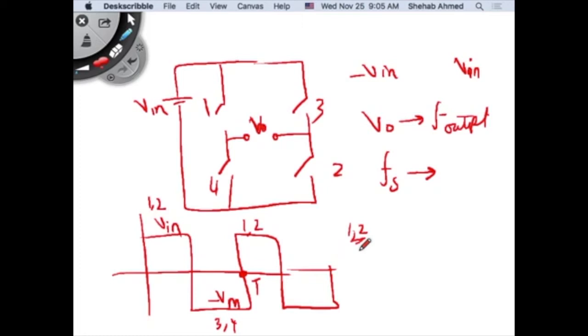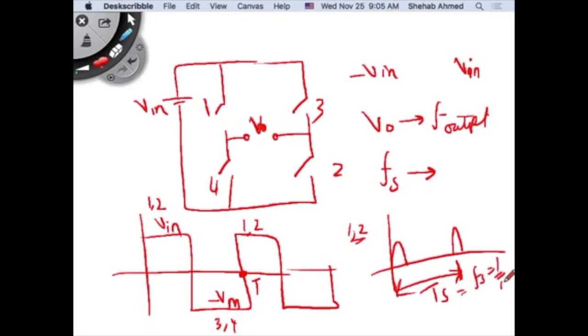No, I mean, remember this is a waveform. I have a pulse here. Pulse here. What is the frequency of this waveform? You look at the period. And this is the period. So Fs is equal to 1 over the period.